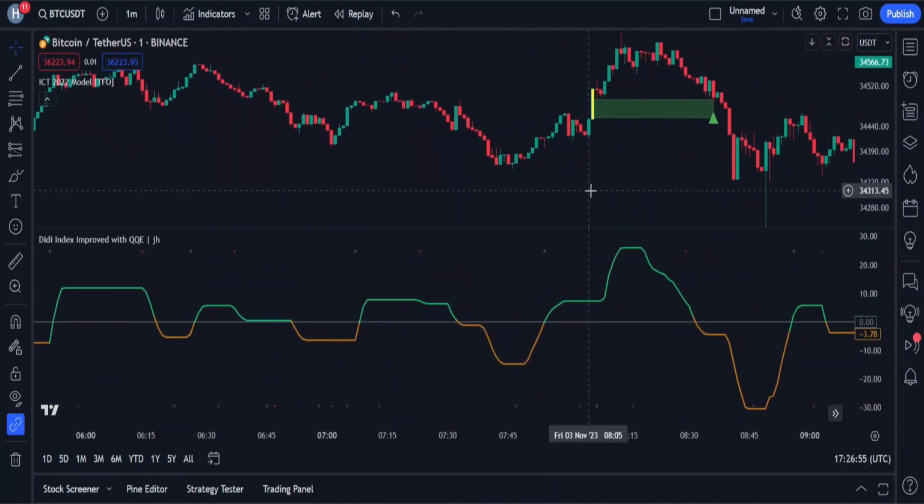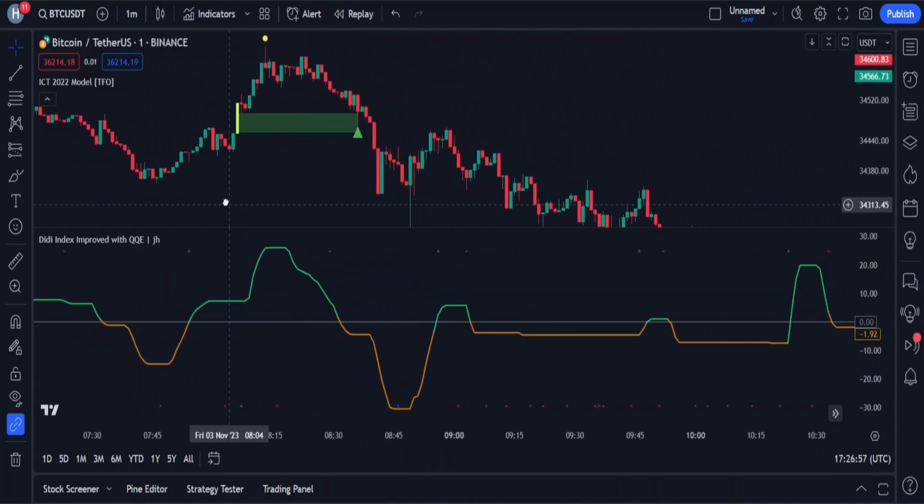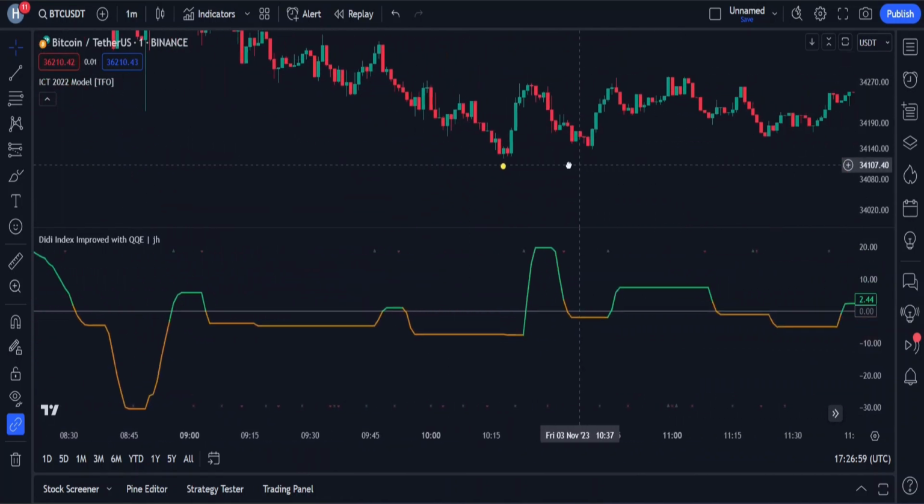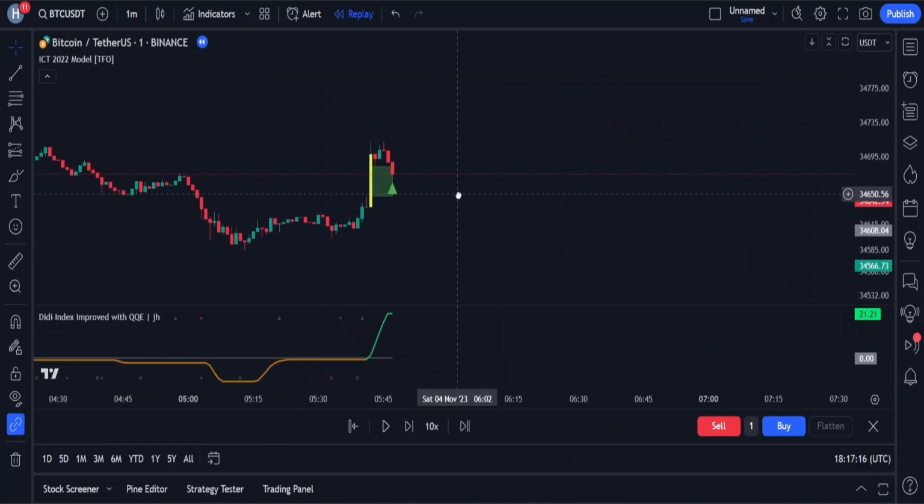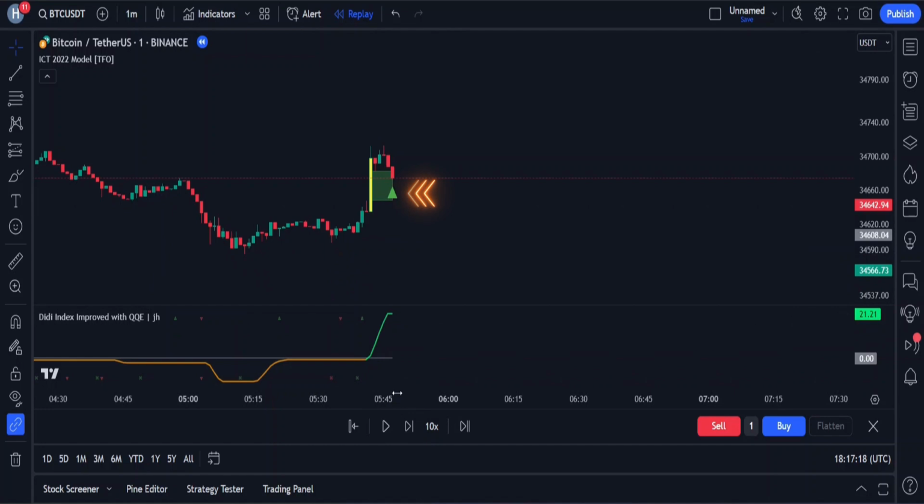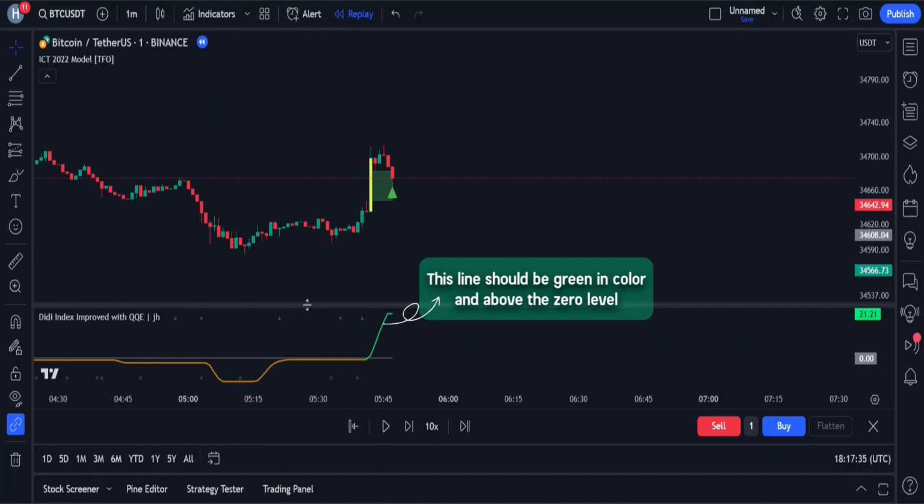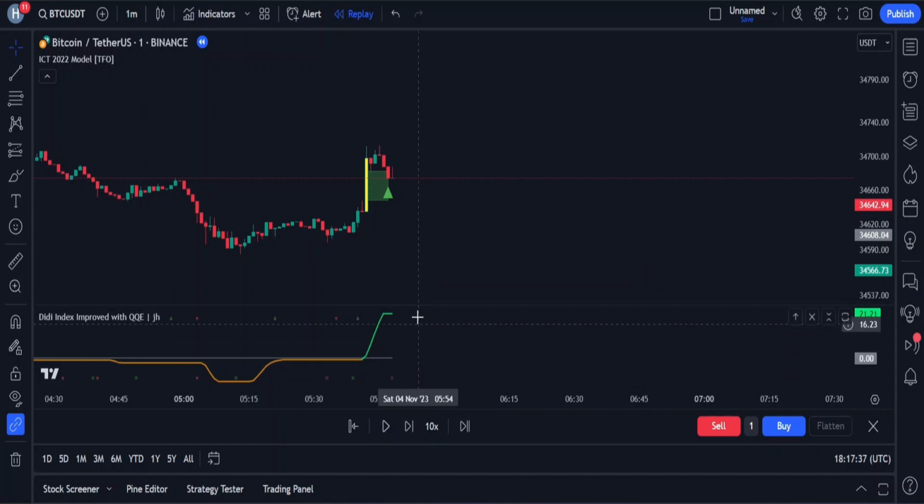from the QQE trailing line. Now that our chart is set and we know how the indicators work, let's go through the complete rules for entering a buy and sell trade using this strategy. So for a buy trade to be valid, first of all, we will wait for the ICT indicator to give us a buy signal, just like this one we have got here. And then we will confirm this signal with the help of the DDQQE indicator. And for a buy signal to be valid, this line should be green in color and also above the 0 level. Finally, the market should give a green candle for final confirmation.